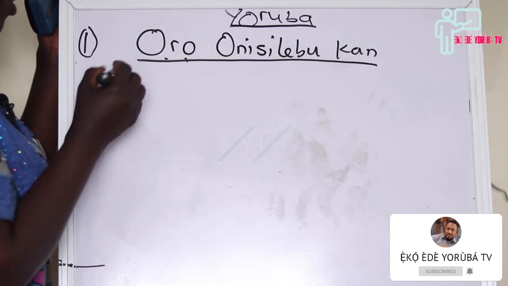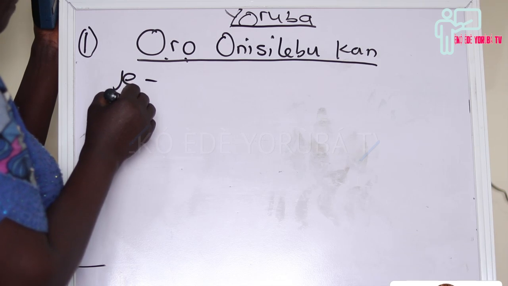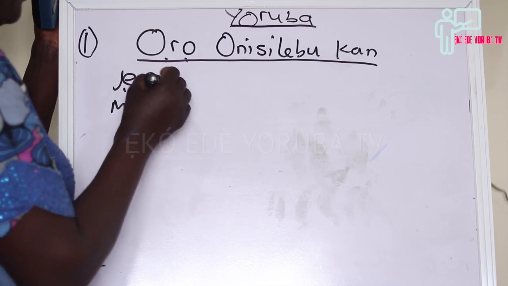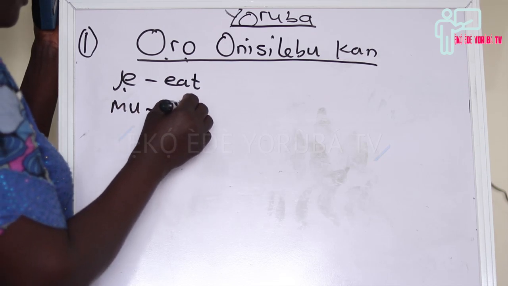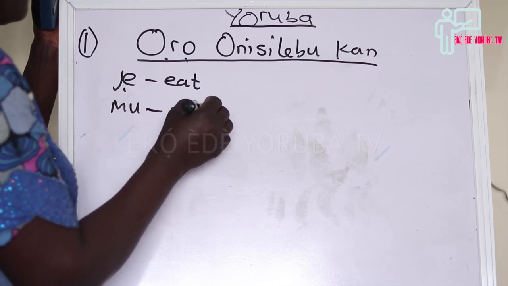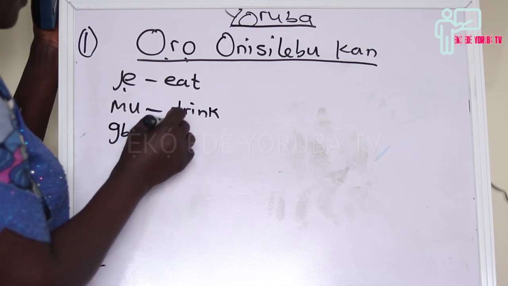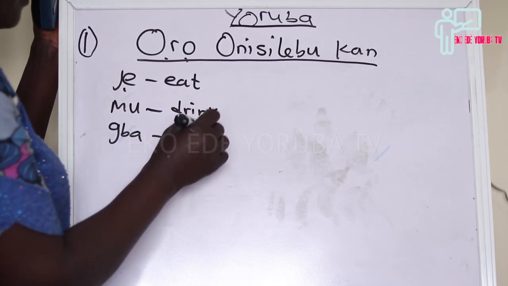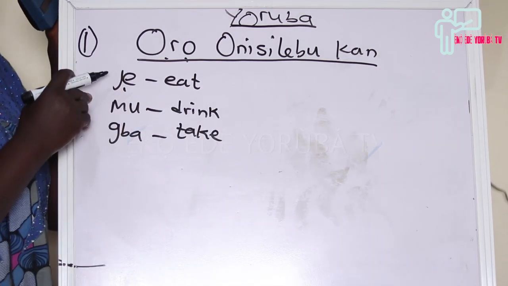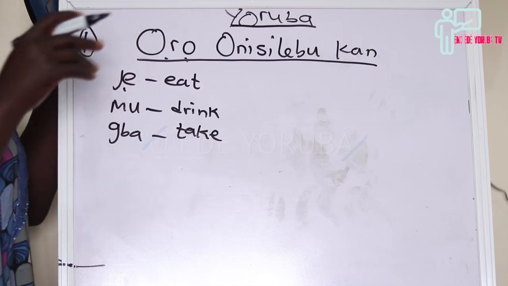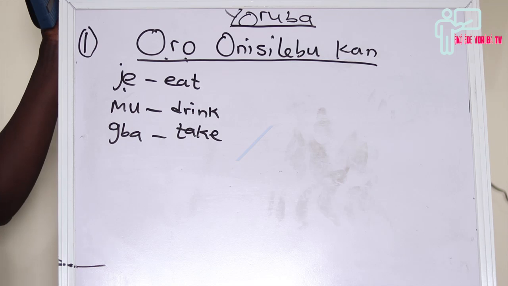Ọ̀rọ̀ onísílébù kan: jẹ, mu. Jẹ, eat. Mu, drink. Gbà, take. If you can see, you see that we take it out of the alphabet. Inú lẹ́tà alífábẹ́ẹ̀tì yẹn láti mú.